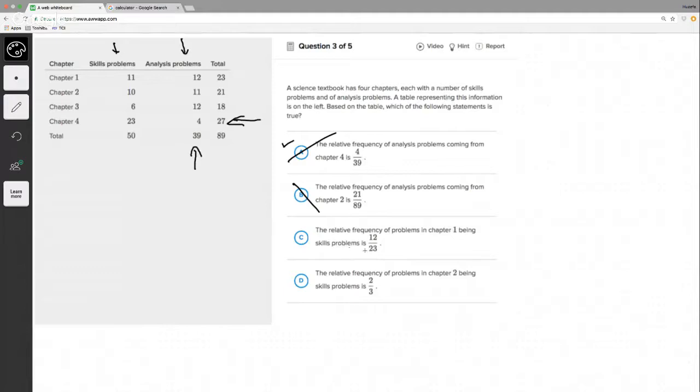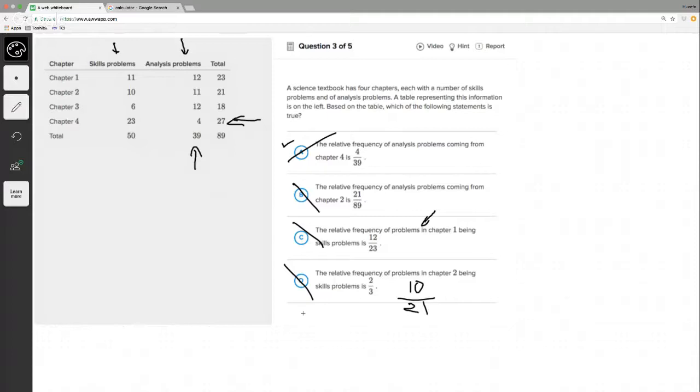Frequency of problems in chapter 1 being skills problems. See, they changed the wording so subtly. The relative frequency of problems in chapter 1 being skills problems is 12 out of 23. So this would be right if they had 11 over 23, but they chose the value from analysis. The relative frequency of problems in chapter 2 being skills is 2/3. No, this should be 10 out of 21. So it is A. Yeah, man, this wording is crazy.